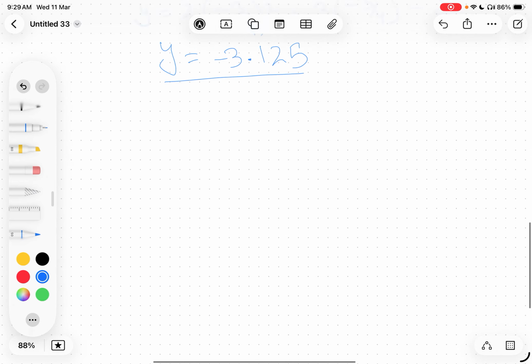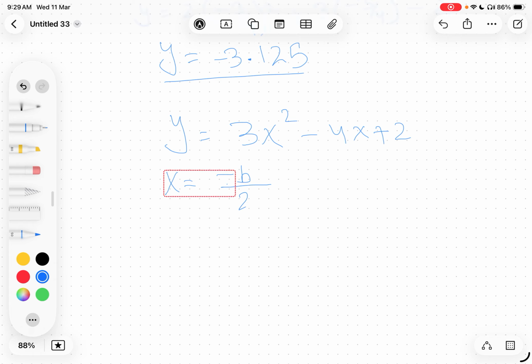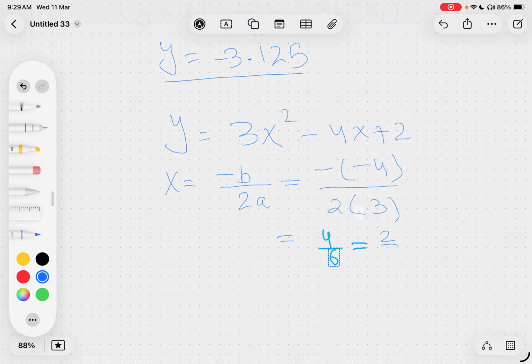Let's take another example. Let's say we have an equation y is equal to 3x raised to the power 2 minus 4x plus 2. And we have to find out the turning point of this. We're going to use the formula, that is x is equal to minus b over 2a. We're going to substitute values. That's negative b is equal to negative 4 over 2 into a is 3. So that's going to be equal to 4 over 6. That can be simplified into 2 by 3.